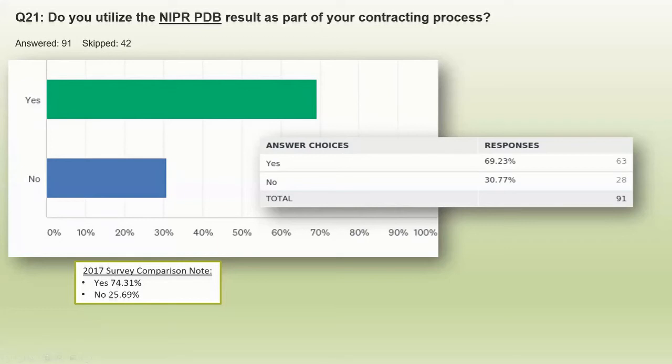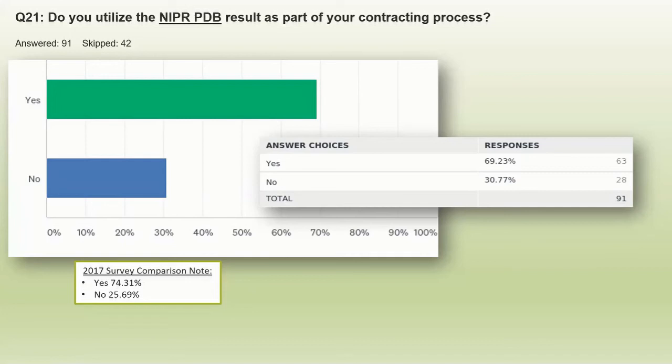So in this case, we asked the question, do you utilize the PDB results as part of your contracting process? And we have a 70% response rate. It was actually down compared to 2017, and I don't have any direct line of sight as to why that would be down. So that would be open for discussion amongst the group.